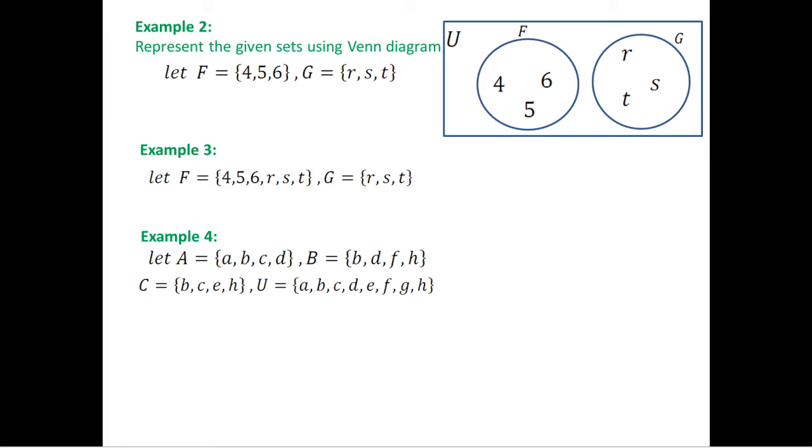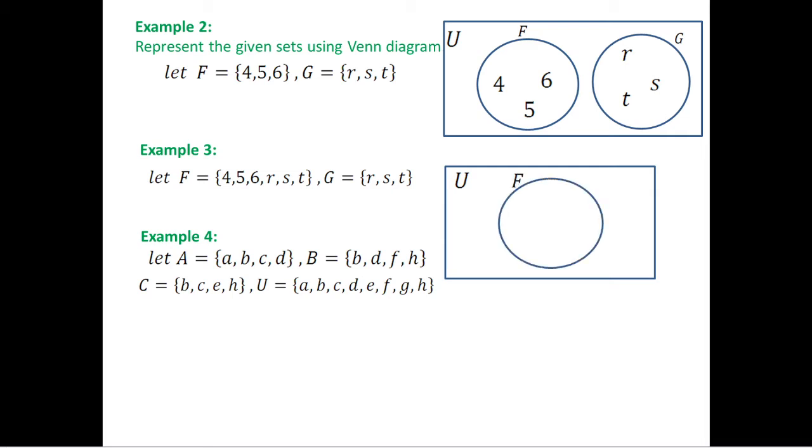Now for example 3, our set F is the set with elements 4, 5, 6, R, S, T. And our set G is the set with elements R, S, and T. So to draw the Venn diagram, first we draw a rectangle, which is our universal set. And then we draw the circle F. And then we draw another circle G.